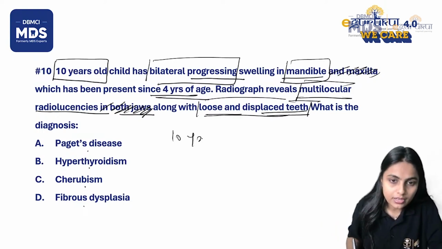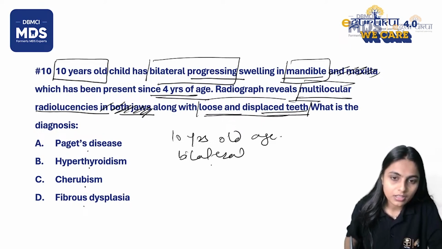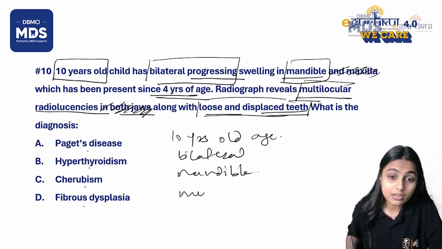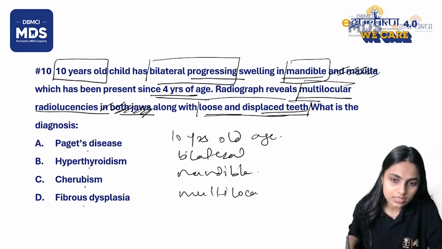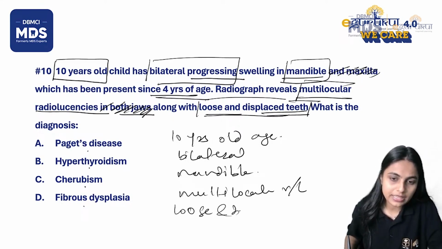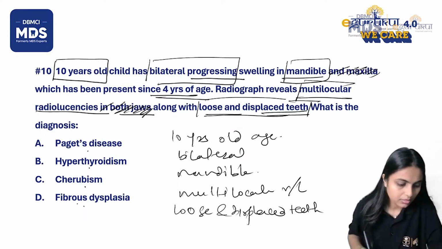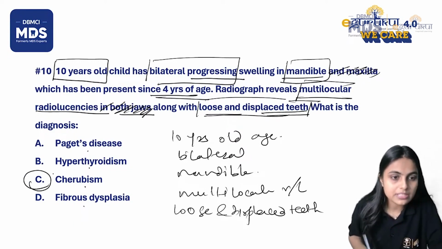10 years old child. Now look at the features they have presented. Bilateral swelling. Mandible is affected. Multilocular radiolucencies bilaterally. And then loose and displaced teeth. Yeah, correct. Option C, cherubism is the answer.